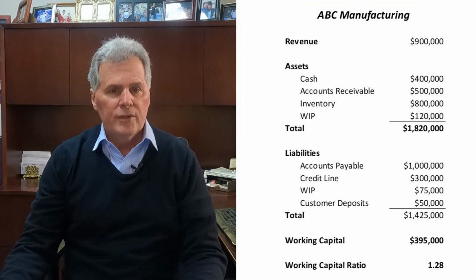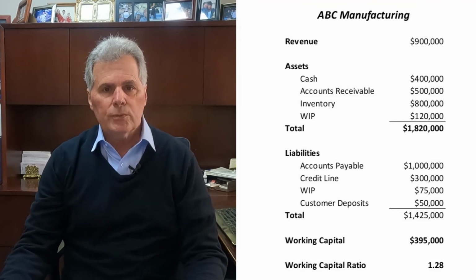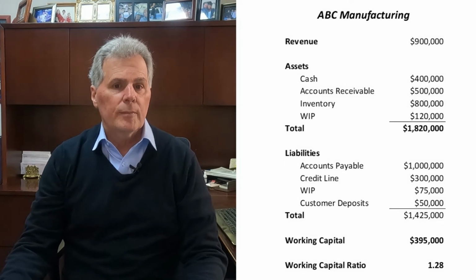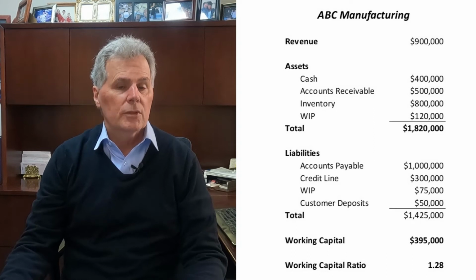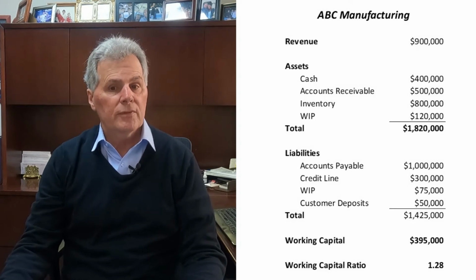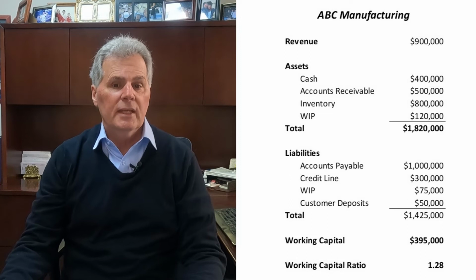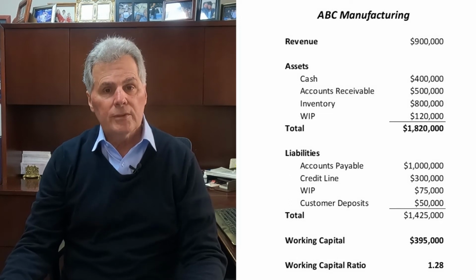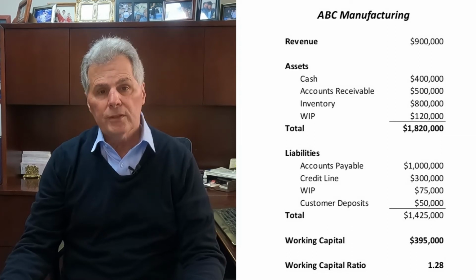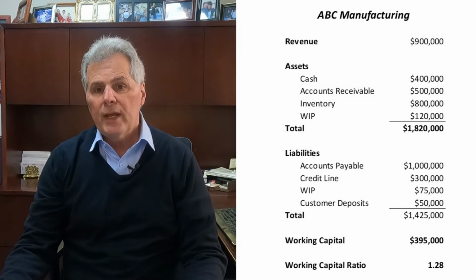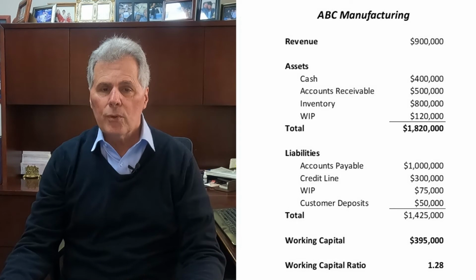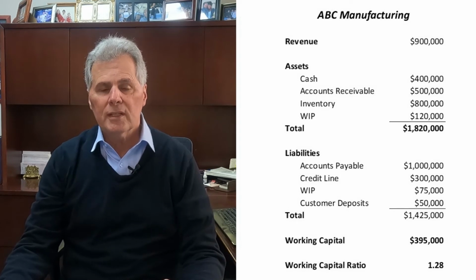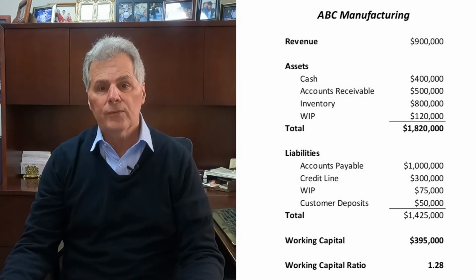Well, let's compare this balance sheet to the last one. Now, in this balance sheet, current assets total $1,820,000. Current liabilities are $1,425,000, and working capital is $395,000, or a working capital ratio of 1.28 to 1. So as you can see, this company has positive working capital, but probably not enough to make sure that it remains healthy and moving forward.